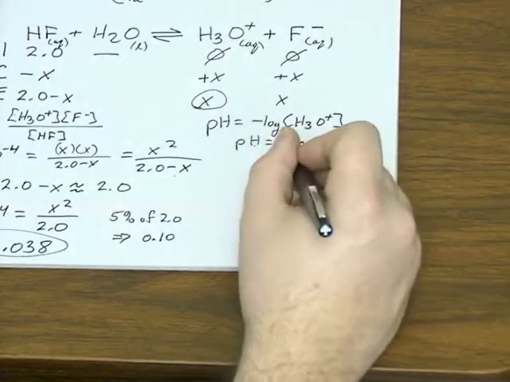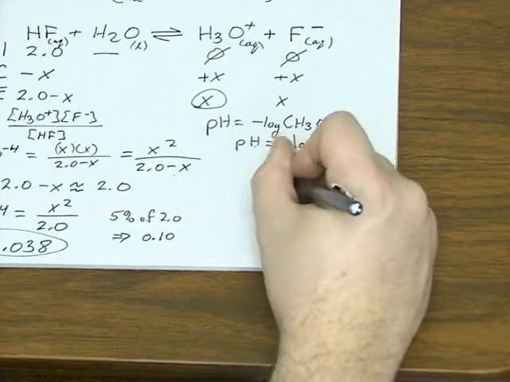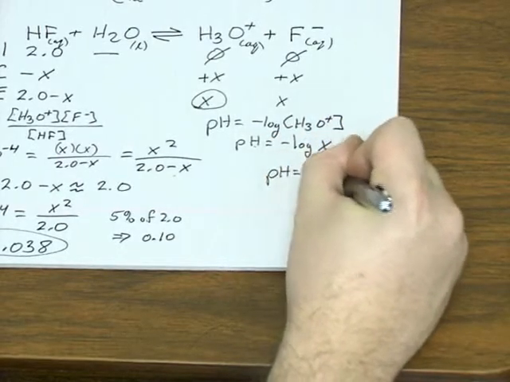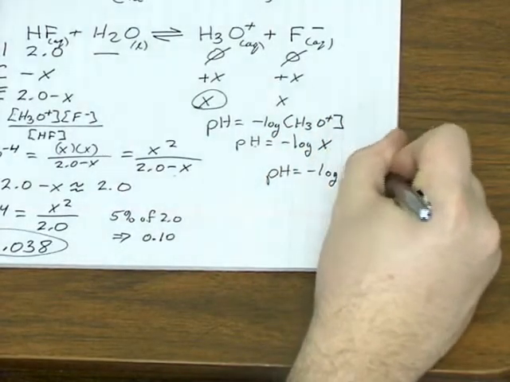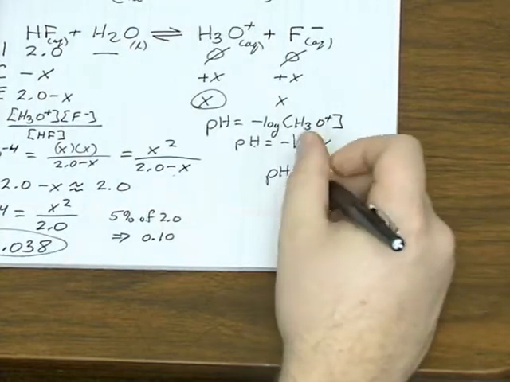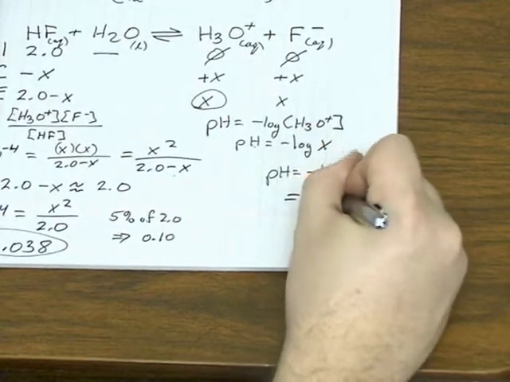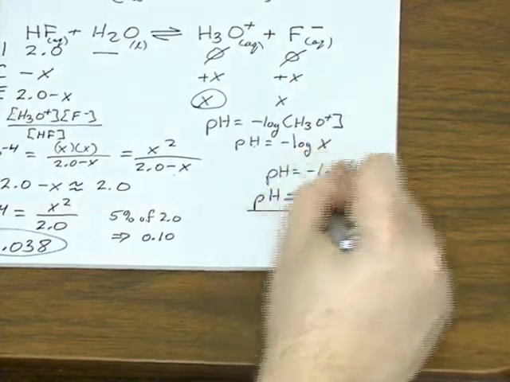And again, the pH is going to be equal to the negative log of x. So you take the negative log of 0.038, and that gives you a pH of 1.4.